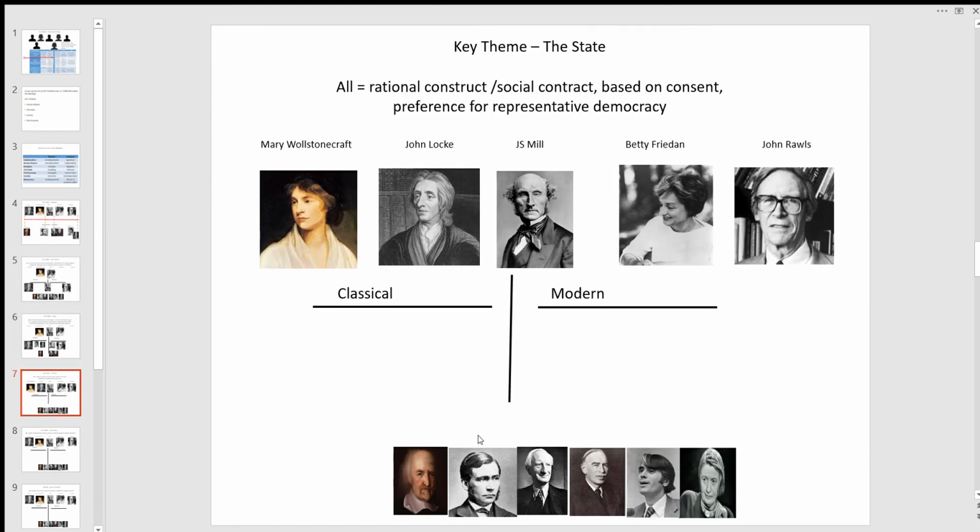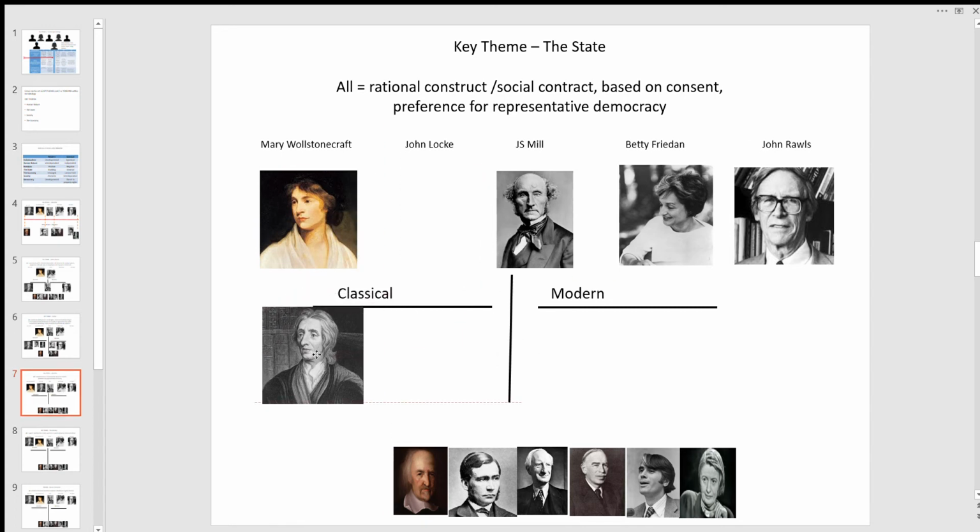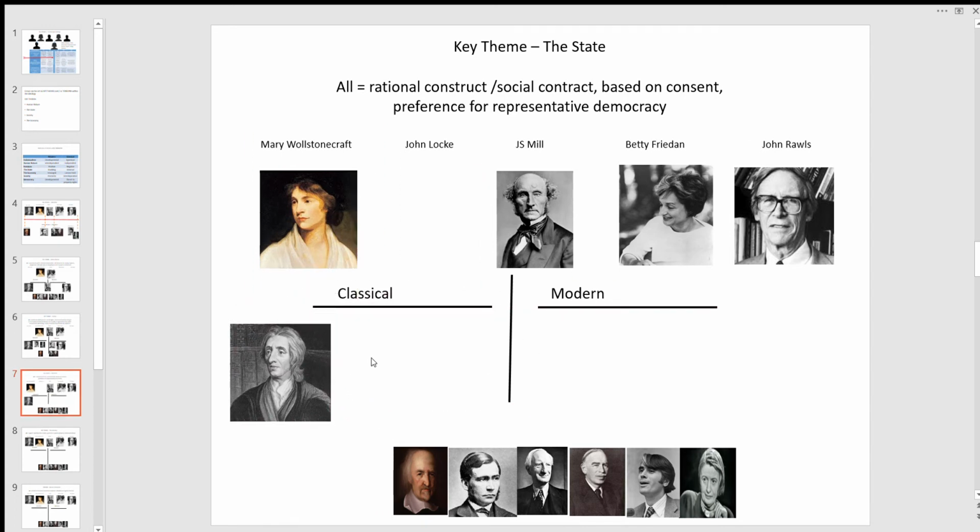Next one would be the state, which is probably the most straightforward one of all. All believe the state is a rational construct based on a social contract, based on consent, and within the state they prefer a representative democracy. However, clear differences here in that Locke would argue for a minimal or night watchman state, and you can use the Thomas Paine quote, it's a necessary evil, or Jefferson, that which governs least governs best.